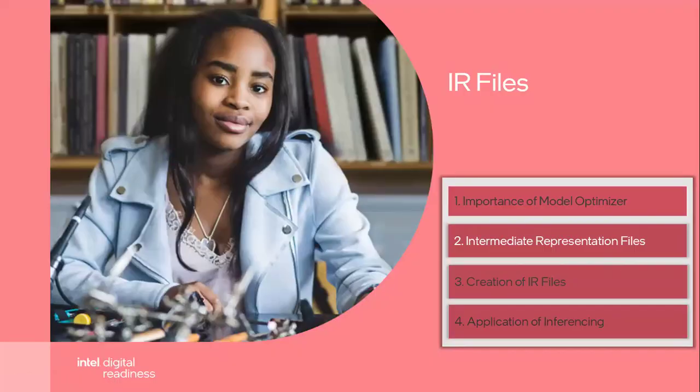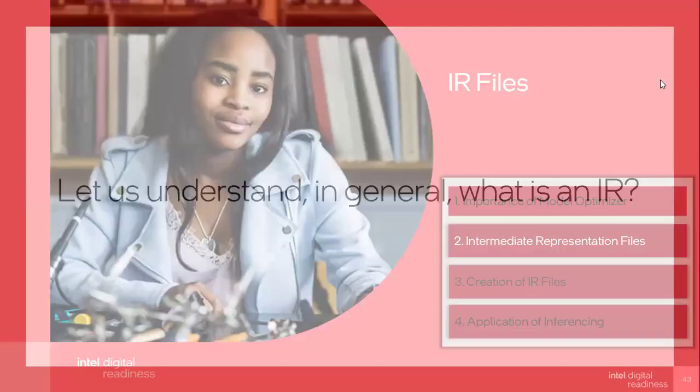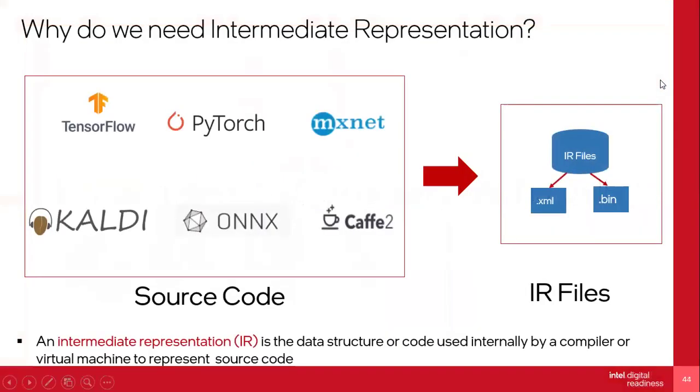Clear. So the next one is intermediate representation files, IR files, the output. How is it going to come? What is IR? First understand that. From the pre-trained models, we're going to do the optimization using these pre-trained models. Then we'll be getting IR files, correct? That IR has two things, an XML file and a bin file, which is structure, right? So intermediate representation is the data structure or code used internally by a compiler or virtual machine to represent the source code. It is just a structure used by the compiler. That is what we call IR files.